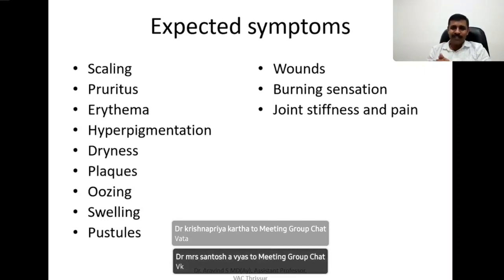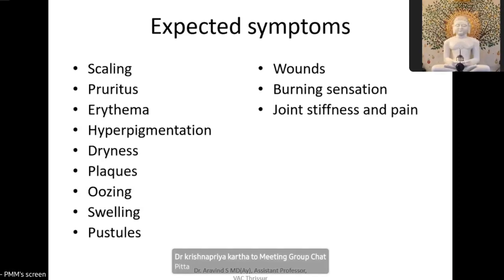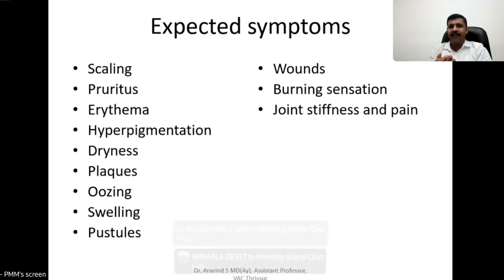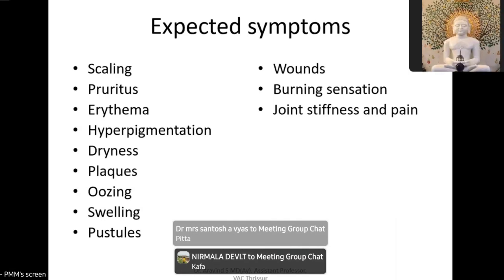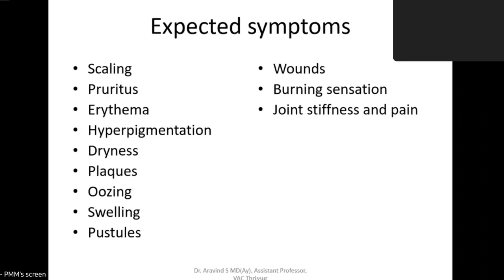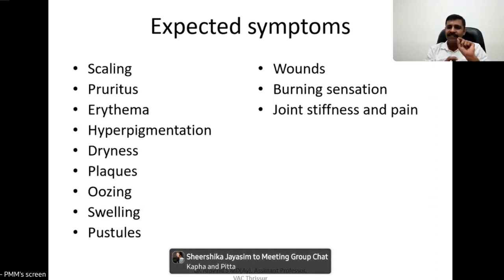Now, next is oozing. What will be the dosha in the case of oozing? Pitta. Yes, exactly. Pitta is there. And at the same time, there is a chance for Kapha also. Pitta will be predominant, with slight Kapha, because this oozing is happening due to an infection, or else there may be slight inflammation. So there, Kapha will be present.